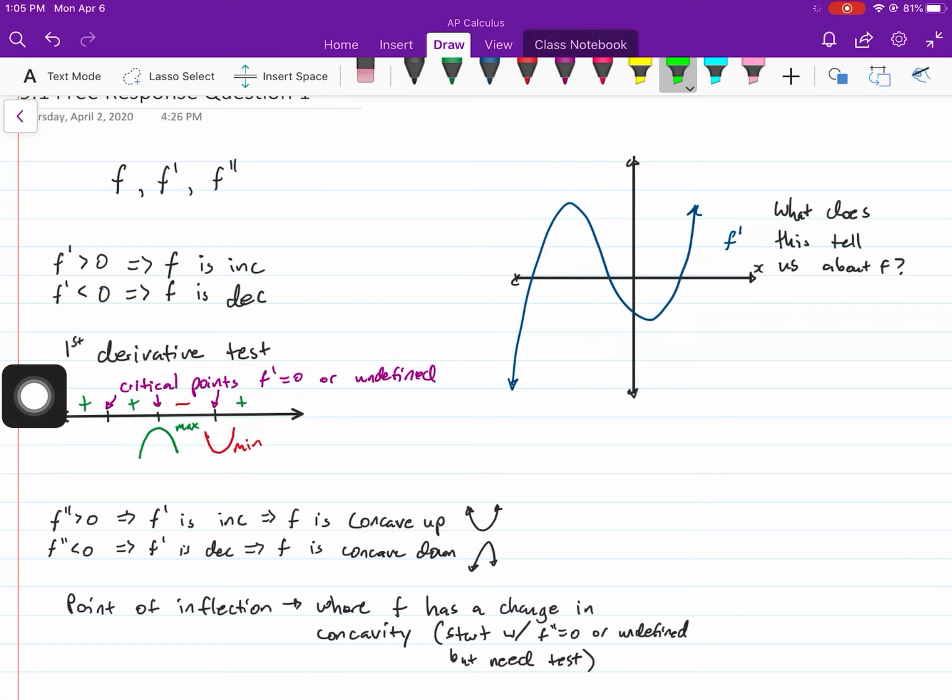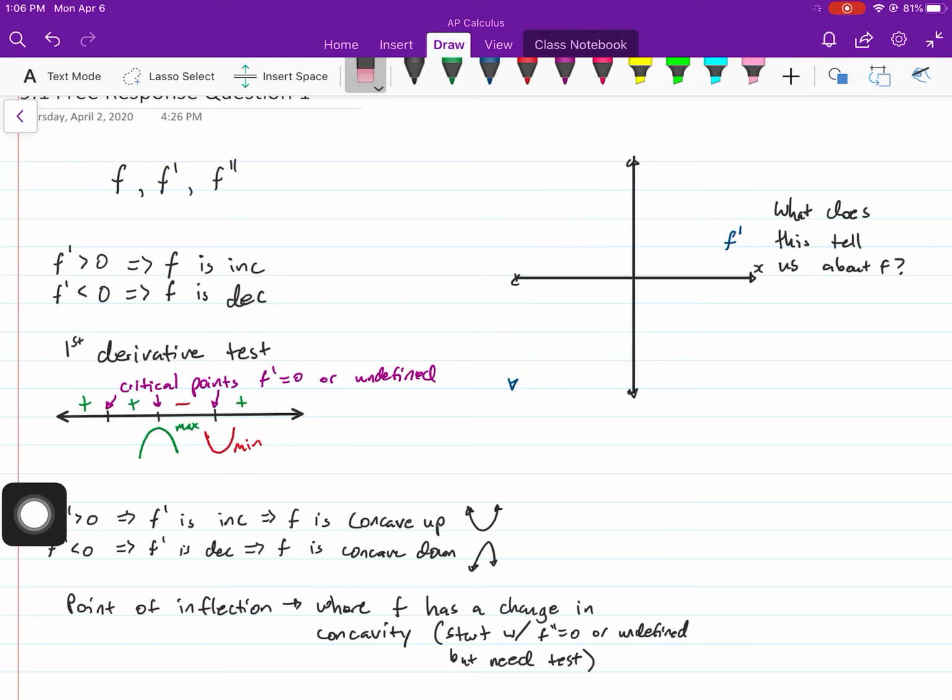Right here we're decreasing. Right there we're increasing, so it's concave up. Right there we're decreasing, so it's concave down. And then we're back to increasing, so f is concave up. I know f prime is increasing here, but that tells us that f, the original function, would be concave up because f prime is increasing there.